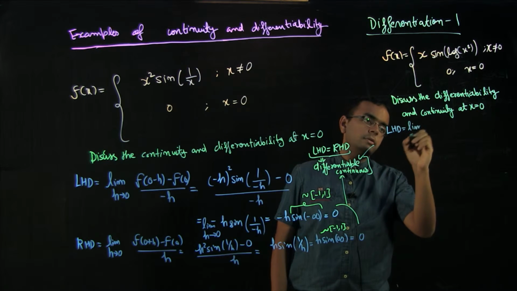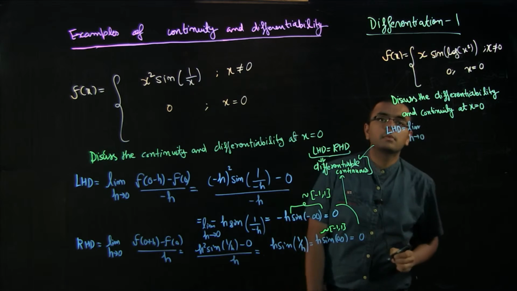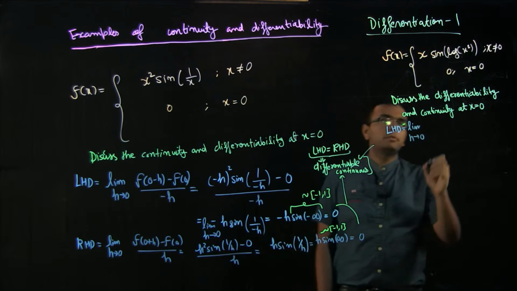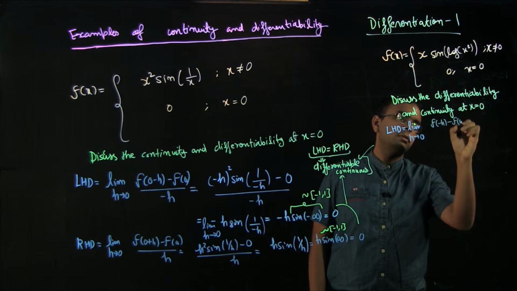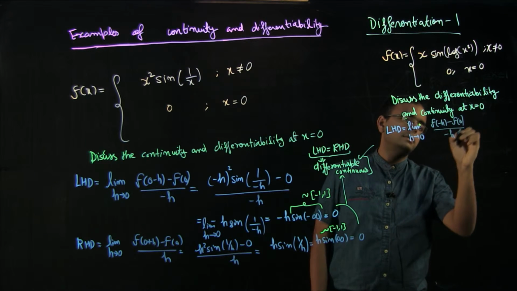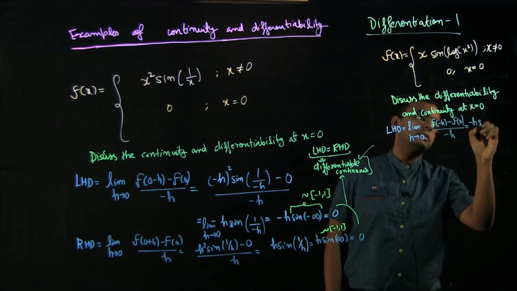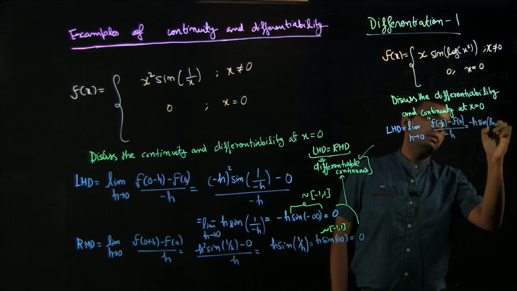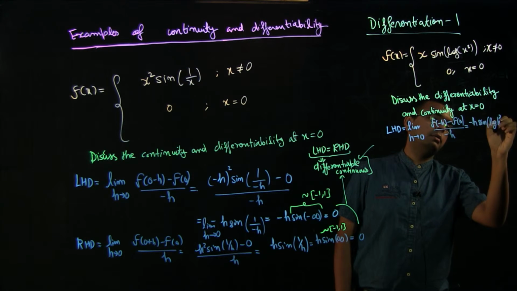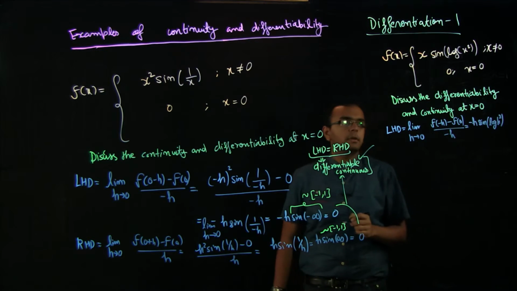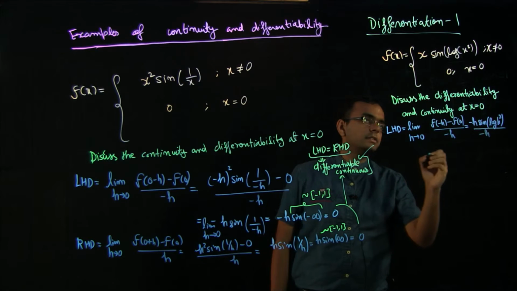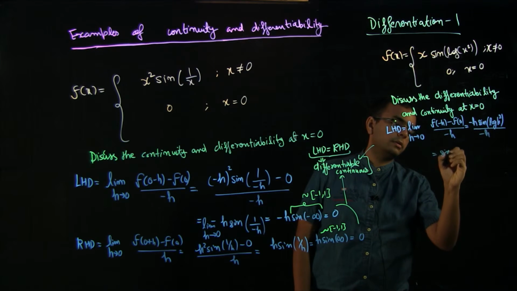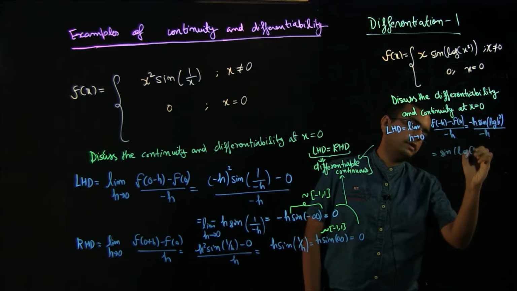Limit h tends to 0, and we put f of 0 minus h minus f of 0 by minus h. This will become minus h sine log of h square, because minus h whole square is h square, divided by minus h, and this is nothing but sine log of h square.